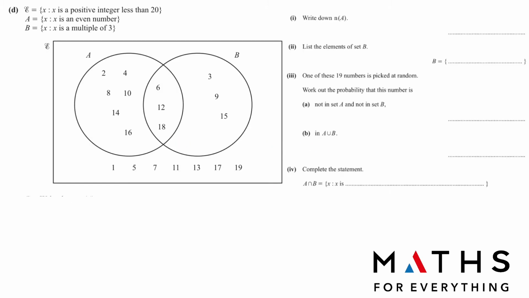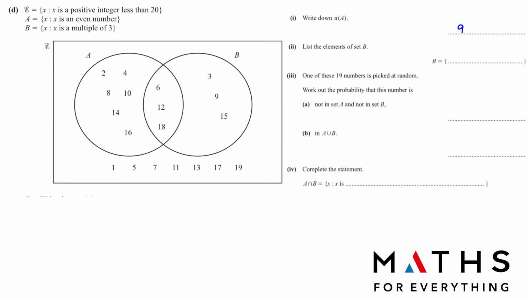Number D. The universal set is x such that x is a positive integer less than 20. So this whole set consists of numbers which are positive integers and less than 20. Set A, x is an even number. Set B, x is a multiple of 3. Write down n(A). n(A) means the number of elements in A. So we just count 1, 2, 3, 4, 5, 6, 7, 8, 9. So there are a total of 9 elements.